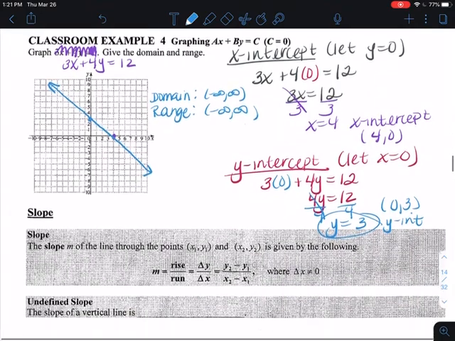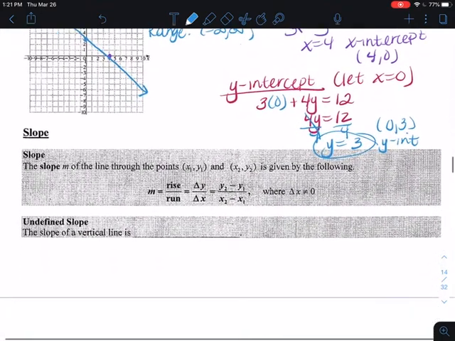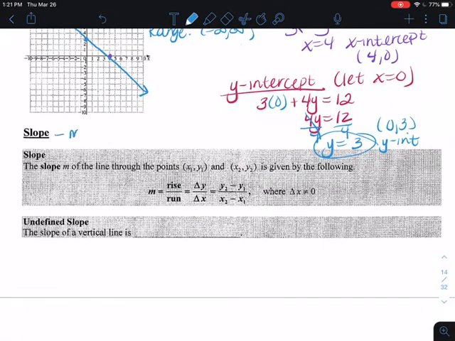Alrighty. Now I want to talk about slope of a line. The slope of a line measures the steepness of a line. So pretty much how steep is the line. I want to go over an example of the different types of slopes. So when we start graphing, you'll hear me say slope.